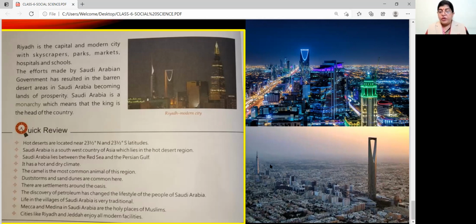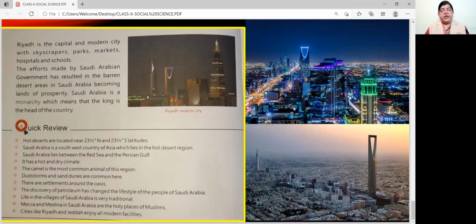The discovery of petroleum has changed the lifestyle of Saudi Arabia. Yes, they are complete big cities. Just see in this image. Huge skyscrapers. Can anyone say that's a desert area? No. See how they've changed. See how the government of Saudi Arabia has changed each and everything. What has changed? The discovery of petroleum has changed the lifestyle of the people of Saudi Arabia.